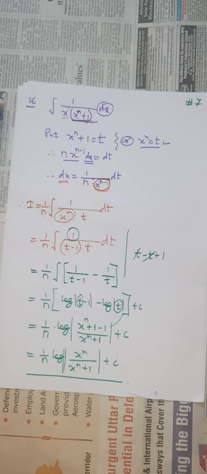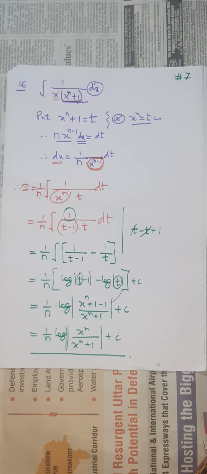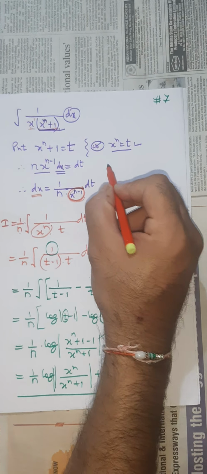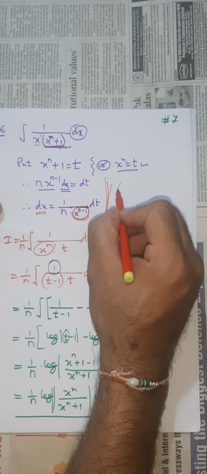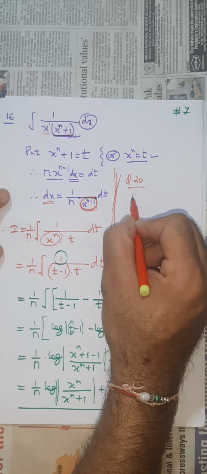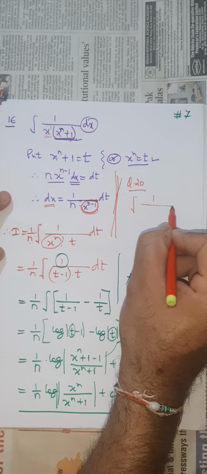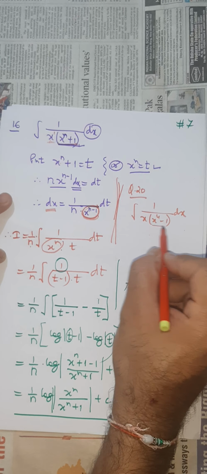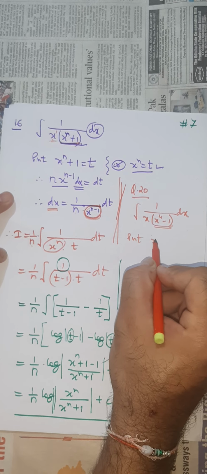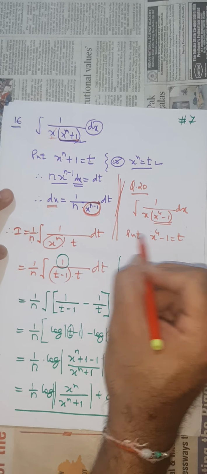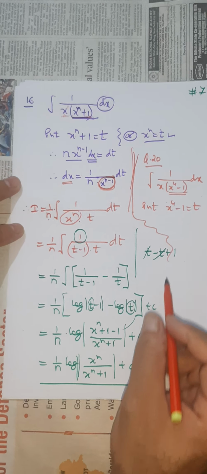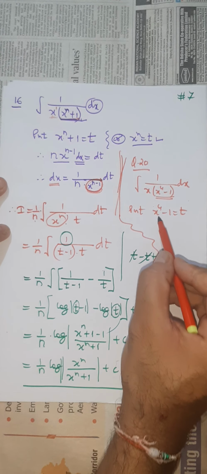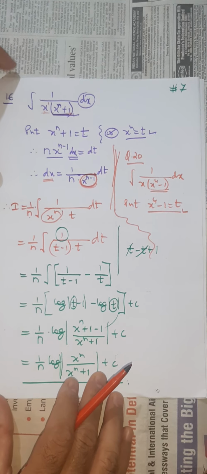In the same way, you can do question number 20. It's just a copy of this. See question number 20, which is the integral of 1 upon x into x raised to 4 minus 1 dx. Put this equal to t, and continue further like this. You will realize this is just n equals 4 here. The minus 1 is not important. Take this equal to t and just continue.